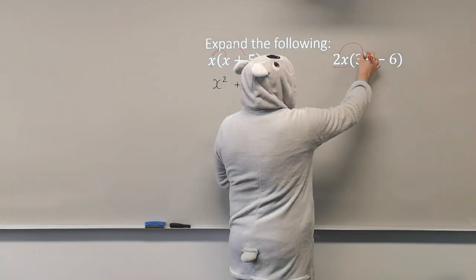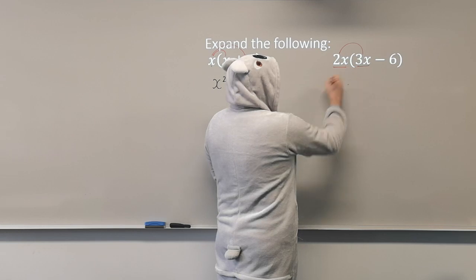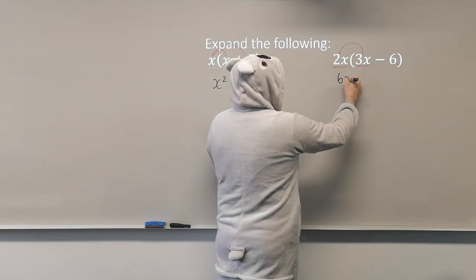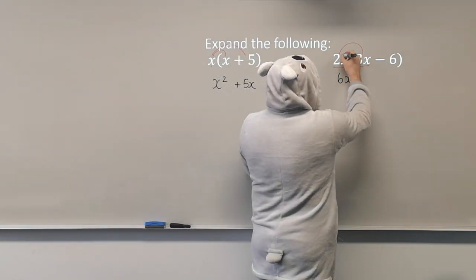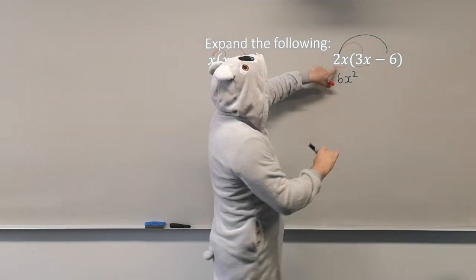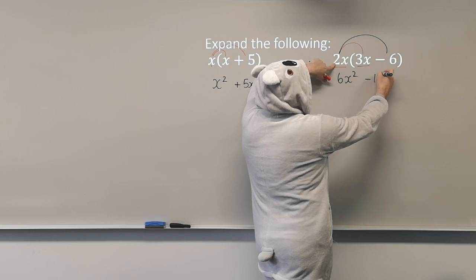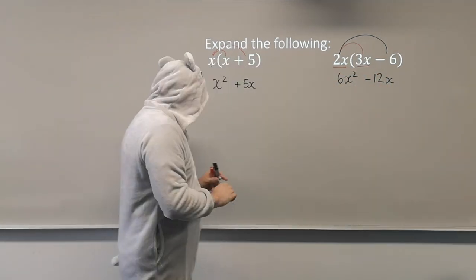For our next question, we've got 2x. We're going to multiply that by 3x. So we have 2 times 3 is 6. x times x is x squared. Then we're going to multiply our 2x by negative 6. So 2 times negative 6 is going to be negative 12, and then we just have a simple x.